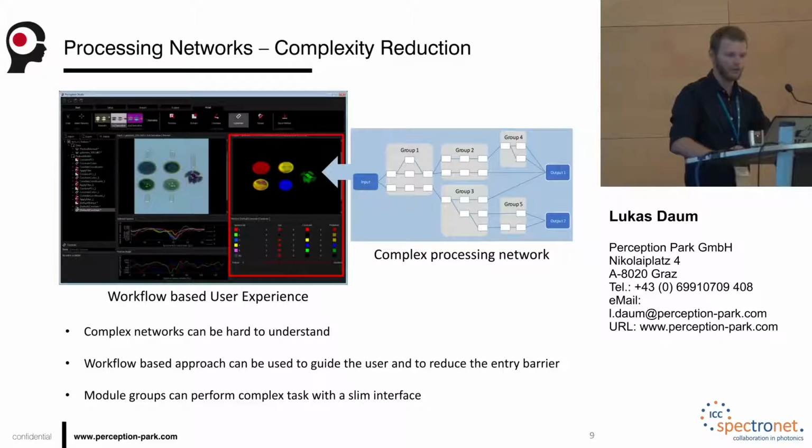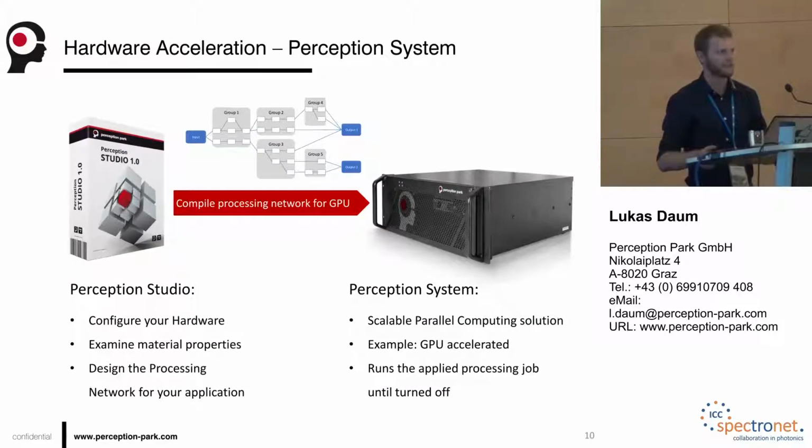Now, let's assume you have done all that, you have your processing networks for your application, you're satisfied with that, and now you want to have it ready for the industry. For that purpose, we have our perception system. That's a separate hardware unit with hardware acceleration, for instance, GPU acceleration. And you can simply compile all your networks for your application, send that to the system, and this will then run the job. And it's also a scalable hardware. That means more powerful hardware means faster processing if you need it.